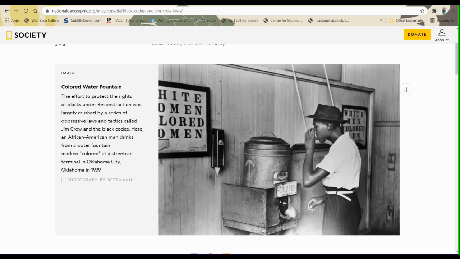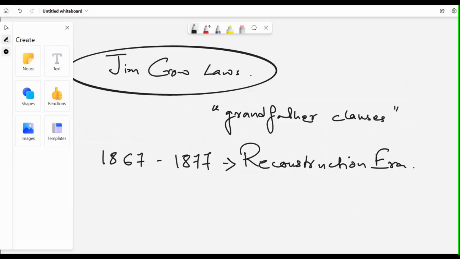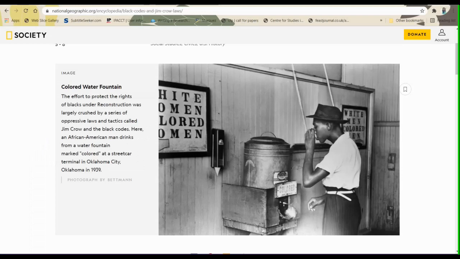So after the Reconstruction, this notion of being separate but equal came to be. An example of which you can see on your screen. You can read the caption of the picture and also see the picture very nicely. You can see that there is a water vending machine for the colored and another one for the white people. This could be seen everywhere, the separate but equal.